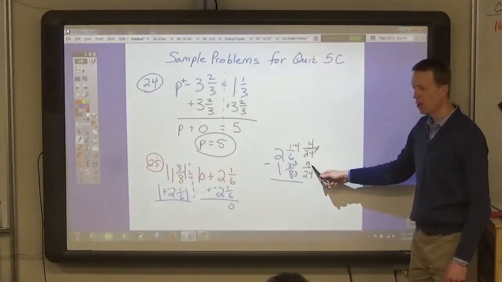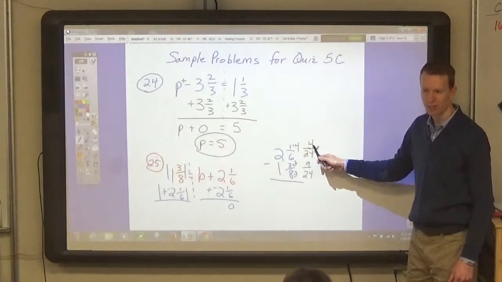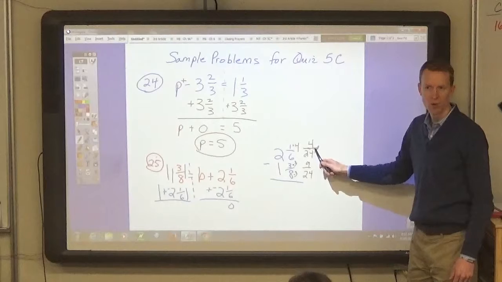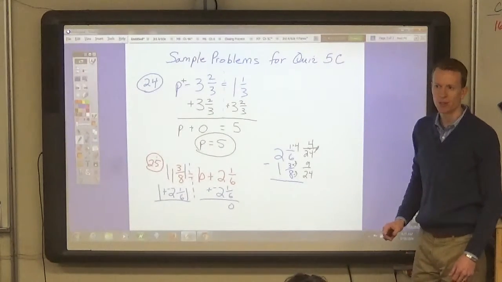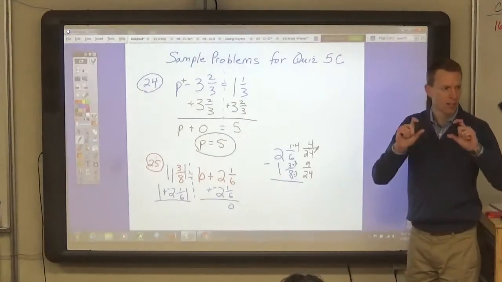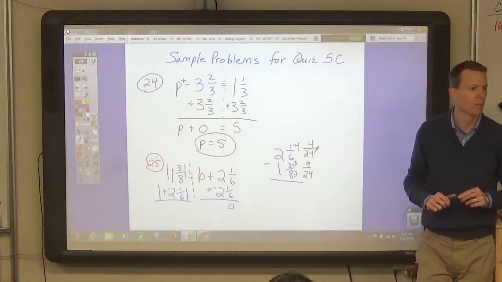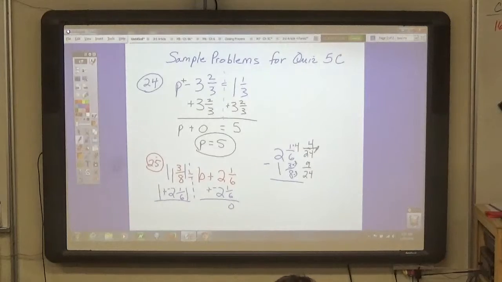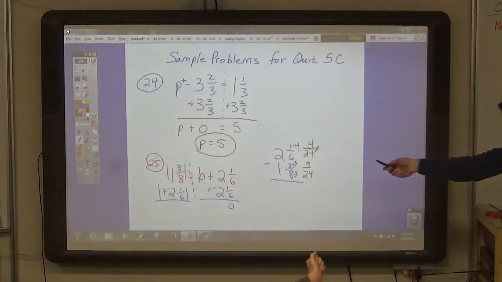Now, can we take away 9 pieces if you only have 4? No. Nope. What do we have to do? We have to take one of the wholes and simplify it. Do what, Johnny? What? You were here for this, how to add and subtract fractions? We didn't cover this yesterday, but we covered it about a week ago.